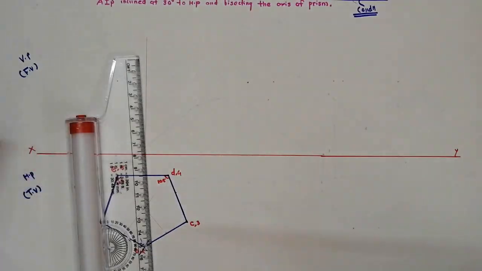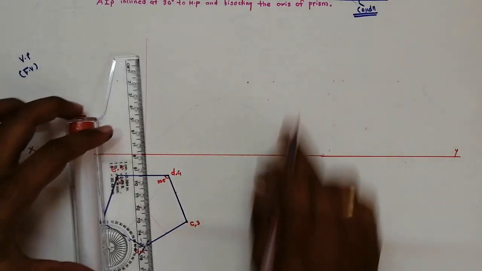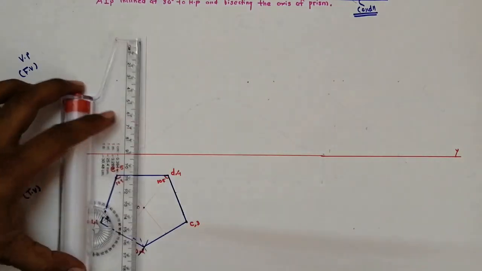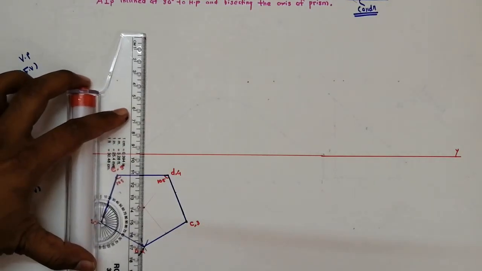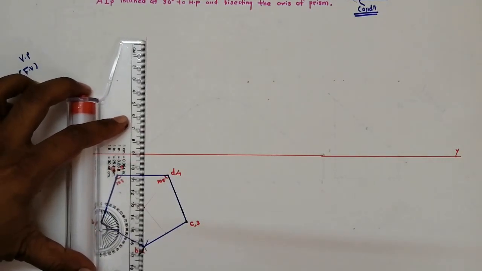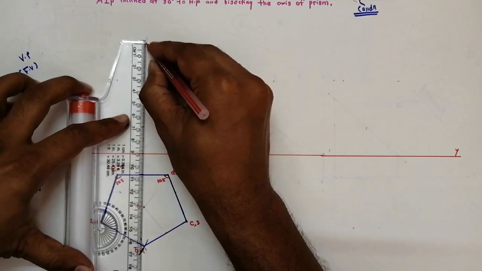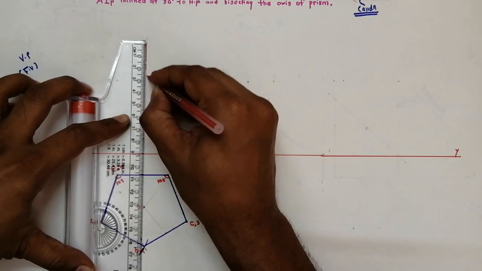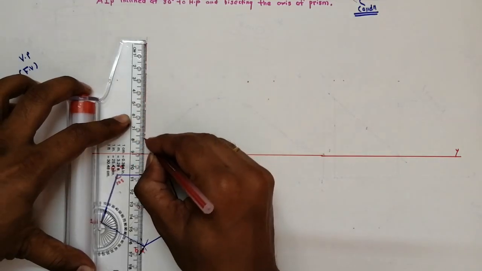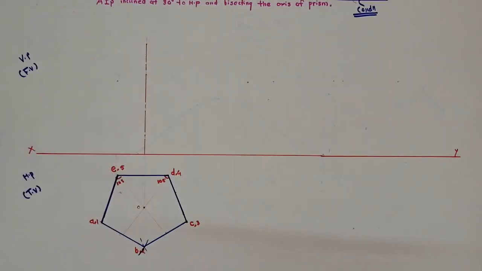Okay, now what is the height of this pentagon? The pentagonal height is given, it is 90 mm. So this is 90. Okay, so it comes up to here. So this is our center line, okay.